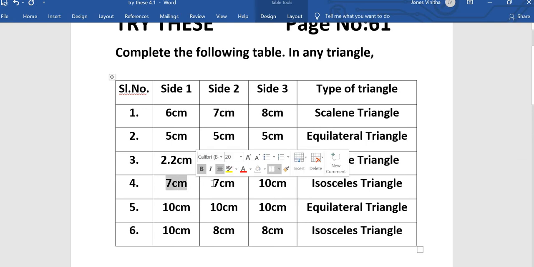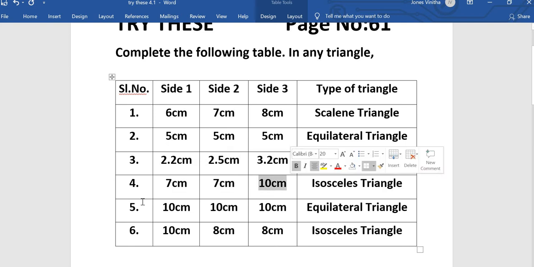Next one is 7 cm, 7 cm, 10 cm. Here we have two sides equal. If two sides are equal, we can say the triangle is an isosceles triangle. Write it in your book without mistake, girls. And next one is 10 cm, 10 cm and 10 cm. The three sides are equal, so we can write equilateral triangle. 10 cm, 8 cm, 8 cm. Two sides are equal. So how can we write it? It is called isosceles triangle.